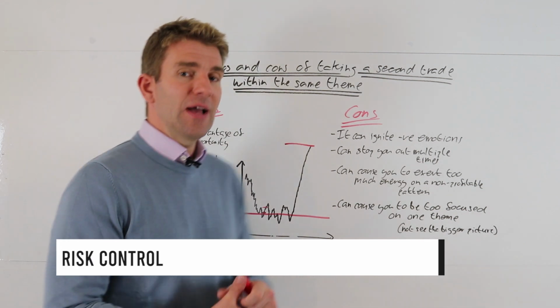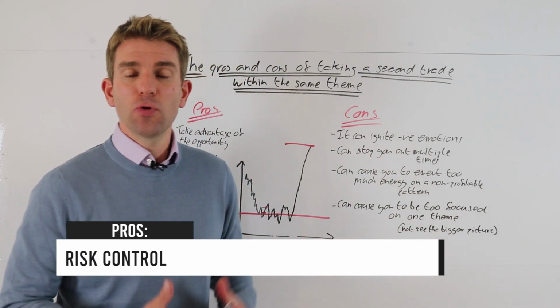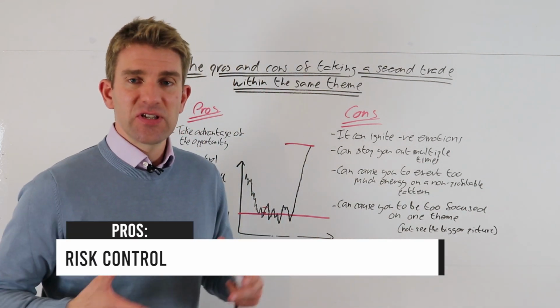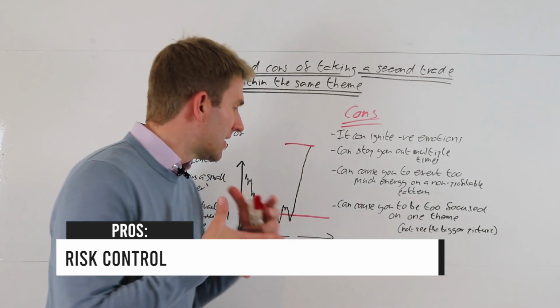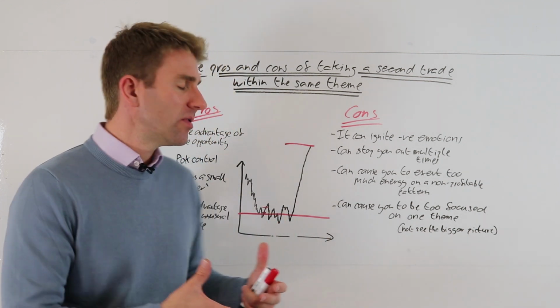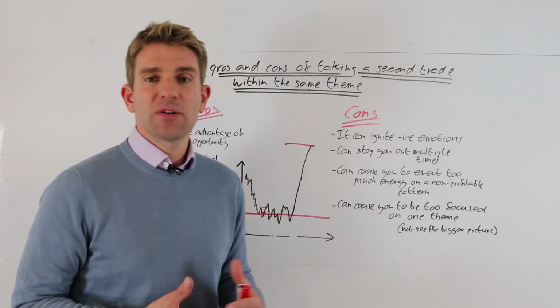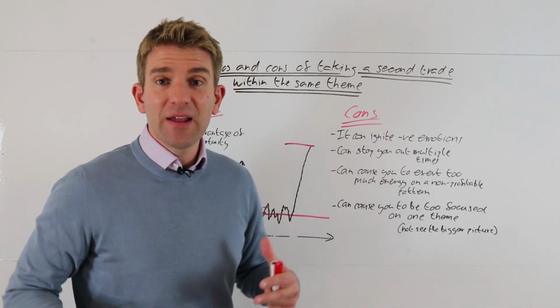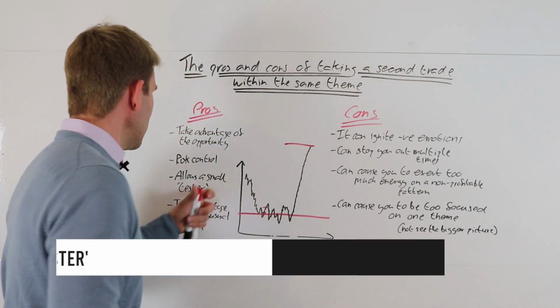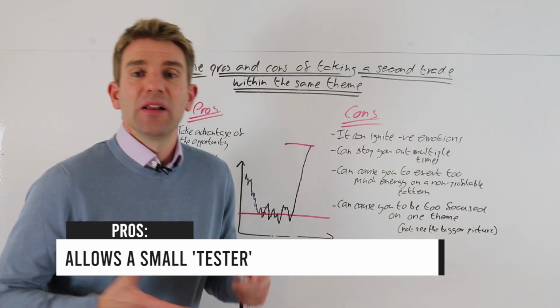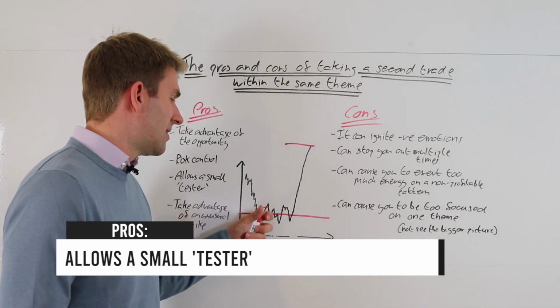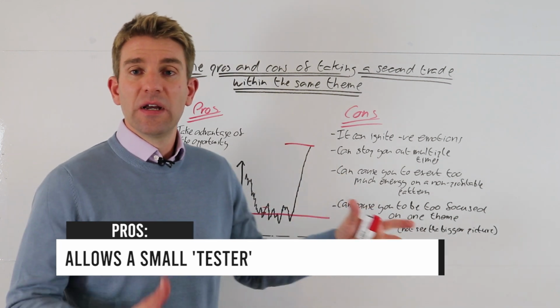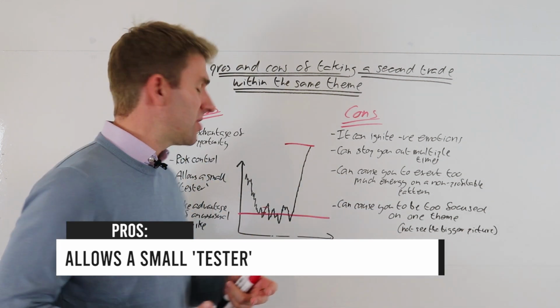Risk control. If you're getting stopped out once or twice, it means that you're managing the risk, you're keeping the risk tight. That's the argument for it. It's like, okay, well, the risk is tight, I'm just getting caught out, or maybe it's a rogue candle or something, but the theme is still there, the support is still holding, and then it allows you to have a small tester. So you might have a little nibble and say, well, I'll add some here, and I'll add more as it starts to go up. So multiple trades around that theme is okay.